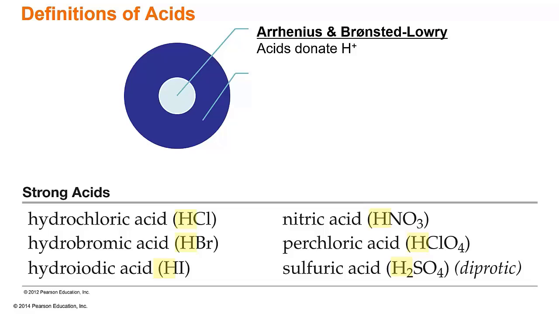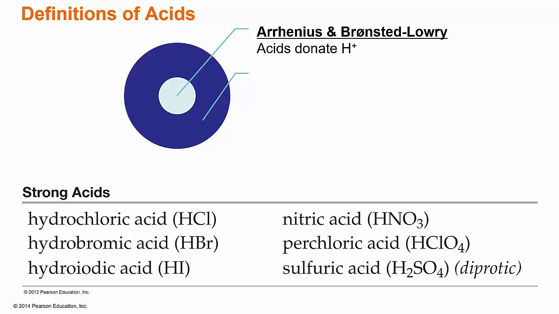But if you take any of these, hydrochloric, hydrobromic, hydroiodic, nitric, perchloric, or sulfuric, all of these will break apart in solution because they are ionically bound. When they break apart, the proton, the H plus, is one product, and then the other one is their conjugate base. And so that just means everything that remains besides the proton. And so those are all acids based on the Bronsted-Lowry and the Arrhenius definition.